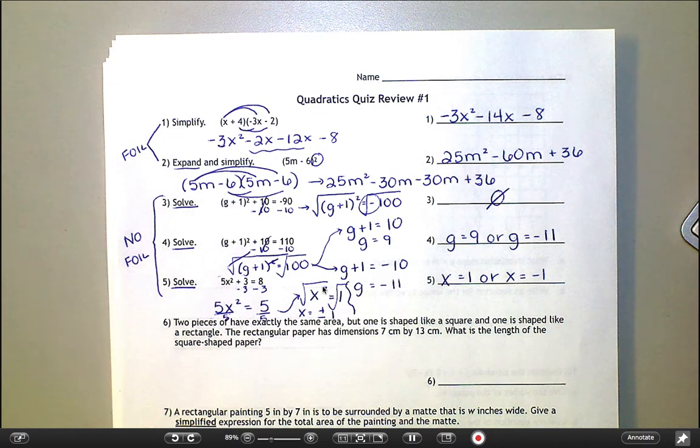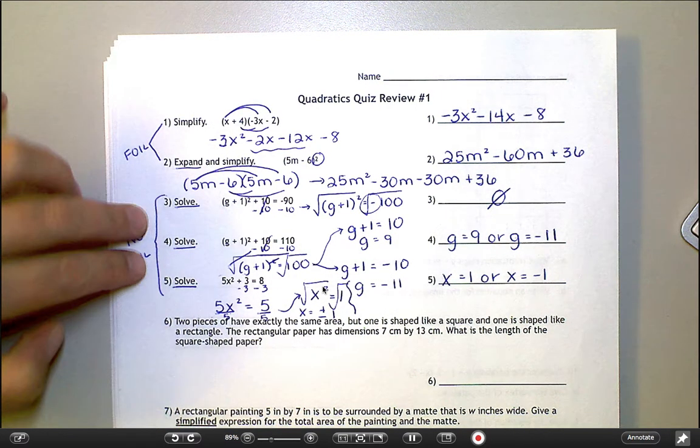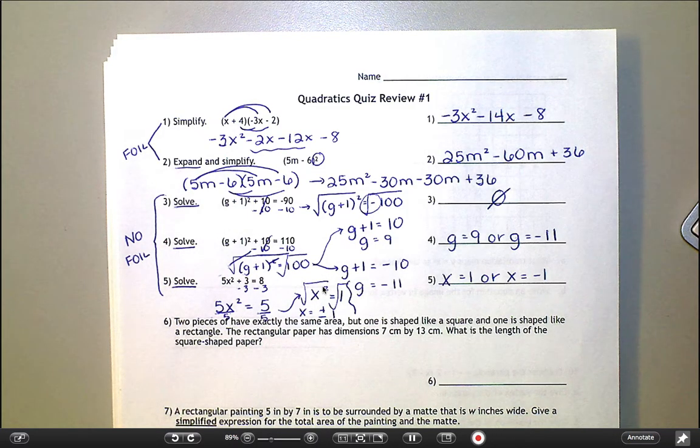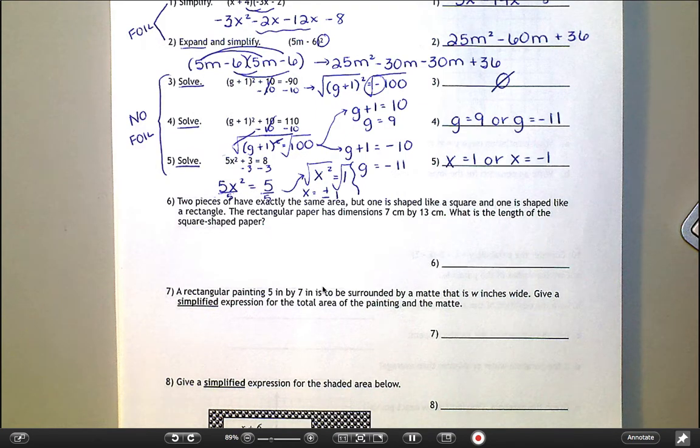Okay, so again, I cannot emphasize this enough. When you're solving, do not FOIL at this stage of the game. Okay, I know it looks like FOIL, it feels like a problem where you should do FOIL, but you're not going to be able to solve it right now if you do FOIL. Eventually, once we learn the quadratic formula, you would be able to.